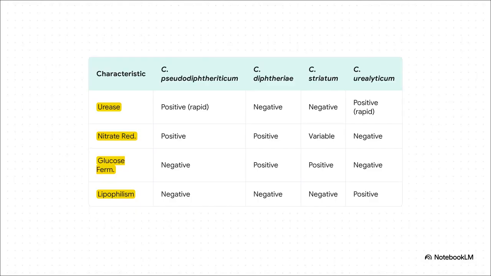Now, this is where it gets interesting. Looking at the key biochemical tests, two things really jump out for Corynebacterium pseudodiphtheriticum: that rapid positive urease and the fact that it doesn't ferment carbohydrates. Those two clues are absolutely critical for separating it from fermenters like Corynebacterium diphtheriae or the notoriously multi-drug-resistant Corynebacterium striatum.